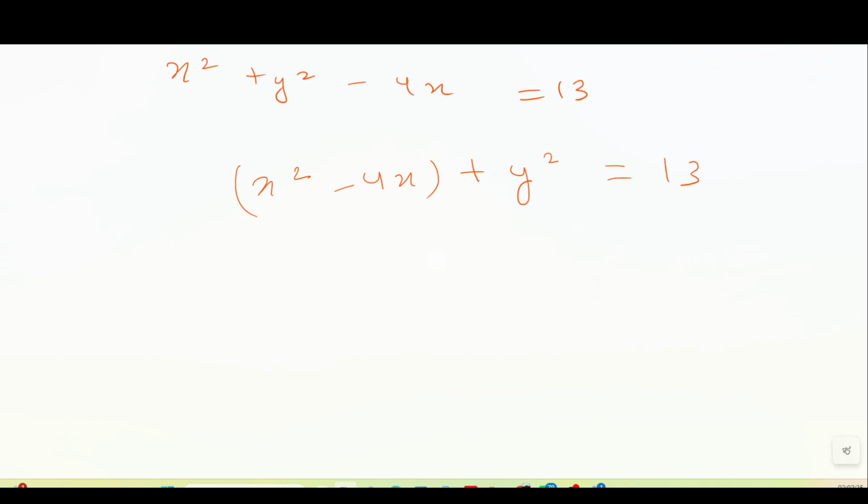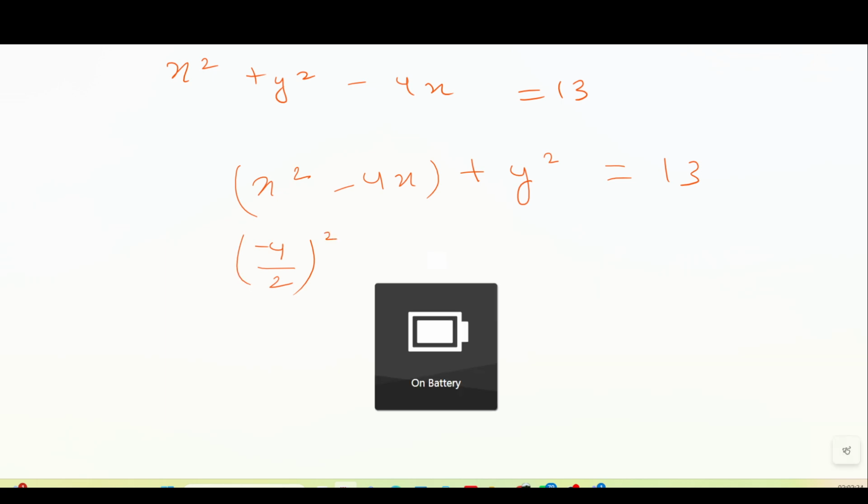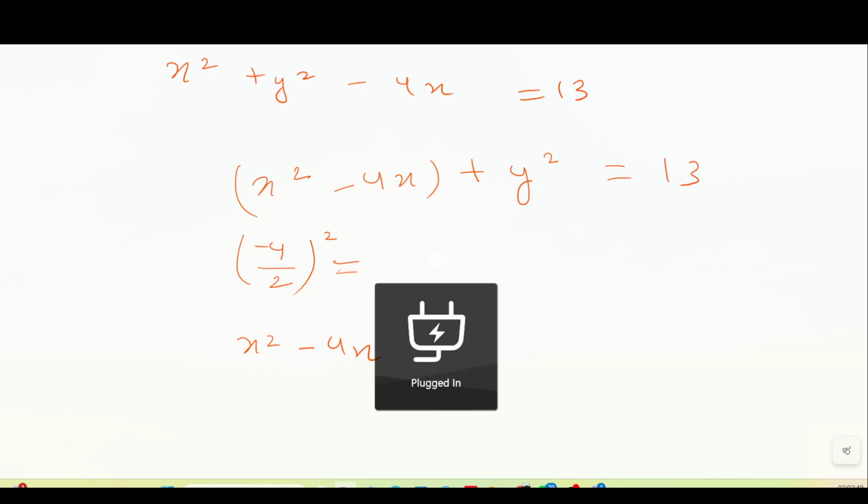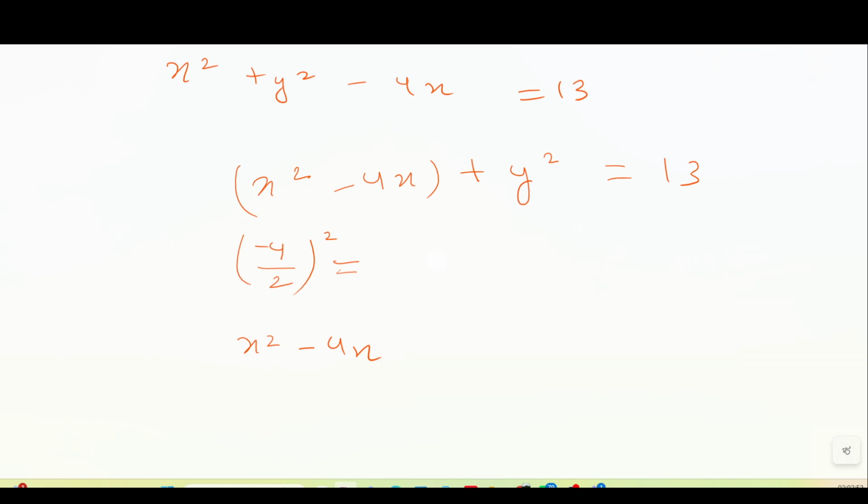So then I get minus 4x over 2. 4 over 2, not x. Oh yeah, minus 4 over 2 whole squared plus 0 over 2 whole squared, which is still just 0, which equals 13. Exactly. So x square minus 4x. What should I add here? How much is negative 4 over 2 whole square? Negative 4 over 2 squared is equal to, if you divide this, you get negative 2 and square it, you get positive 4, right?